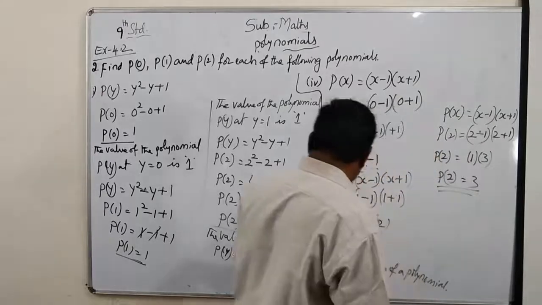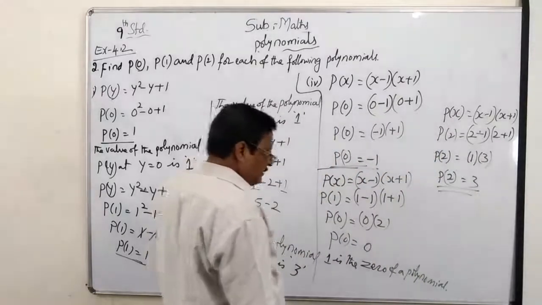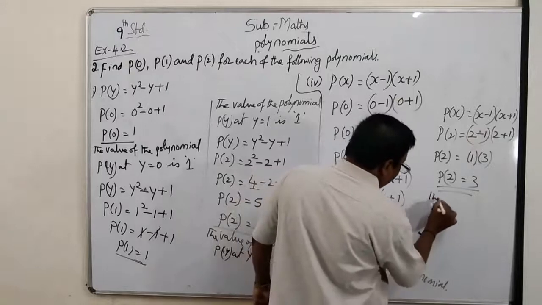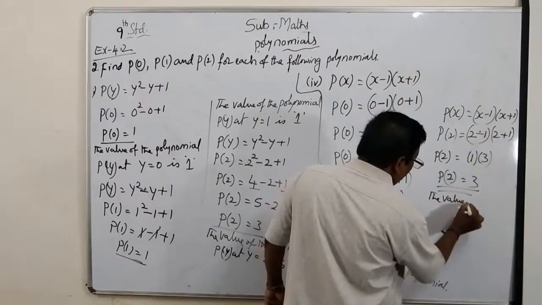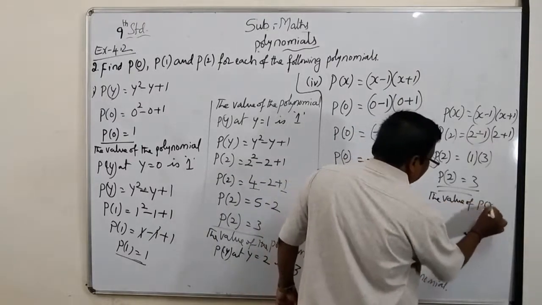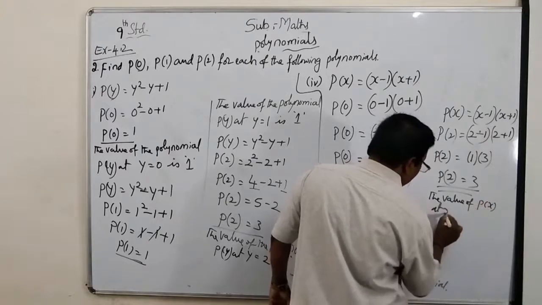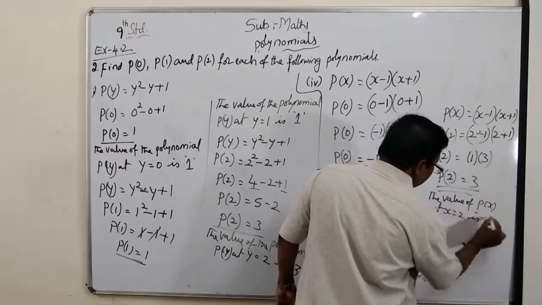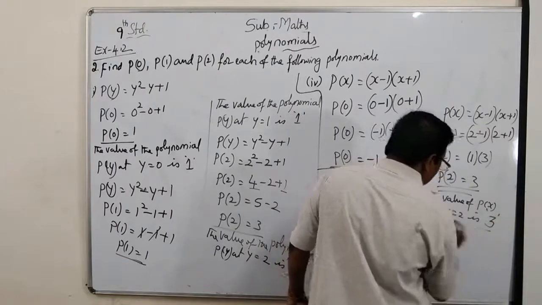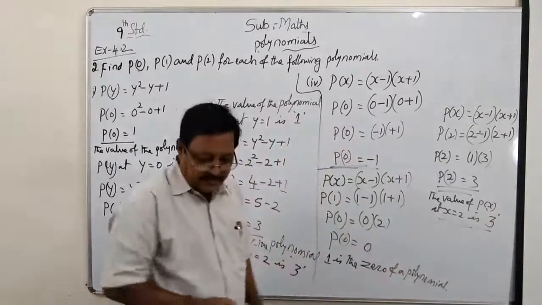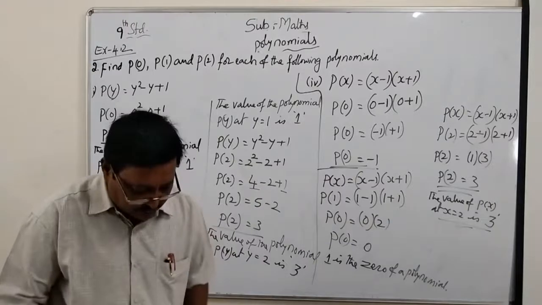You have to write this last line: the value of p of x at x is equal to 2 is 3. This is the fourth one. The second and third you have to do at home.